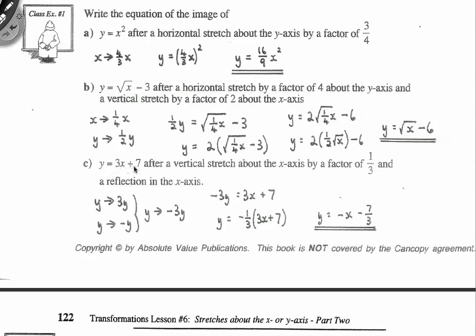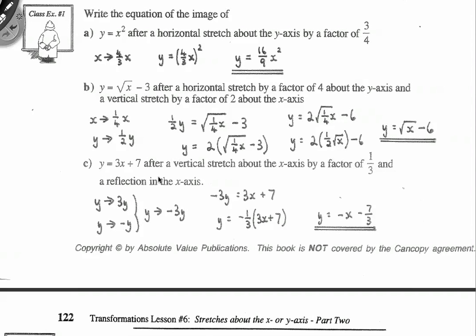Part C, y equals 3x plus 7 after a vertical stretch by a factor of 1/3 and a reflection in the x-axis. Vertical stretch affects the y, factor of 1/3, so y goes to 3y. It's also a reflection in the x-axis, which means all y's basically switch signs, so y goes to negative y. So this y here would become negative 3y. These two combined mean that y goes to negative 3y.